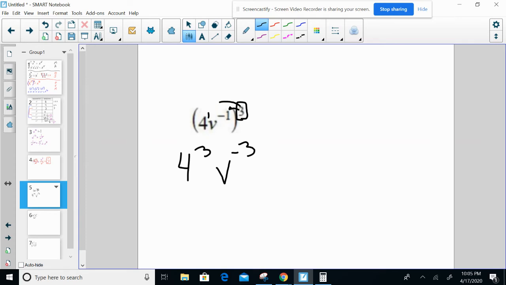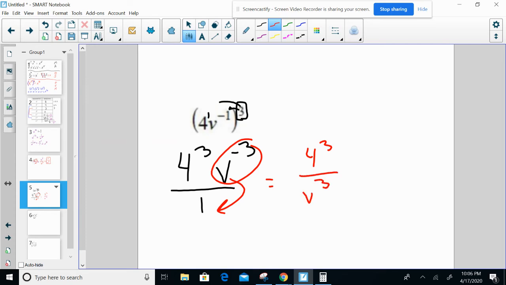Then what you're going to do is we have a negative exponent. So I'm going to create a fraction. And that v to the negative 3 goes to the bottom. 4 to the third has no reason to move. It's separate from the v to the negative 3. It stays, but the v to the negative 3 goes to the bottom and it becomes positive. And that's all you can do. There's no canceling there because these are v's and these are 4s. If you want to do 4 to the third and start to get used to that, I'm cool with that. But either way, that's what we're looking at.